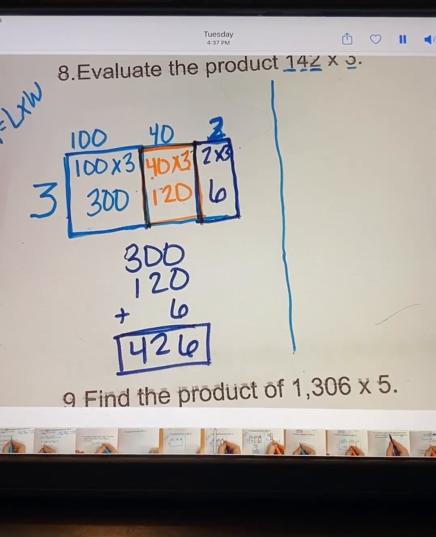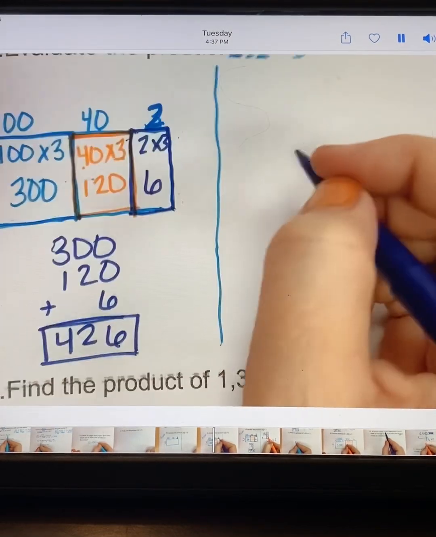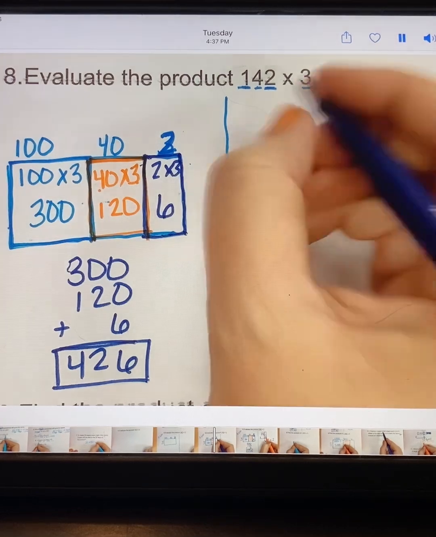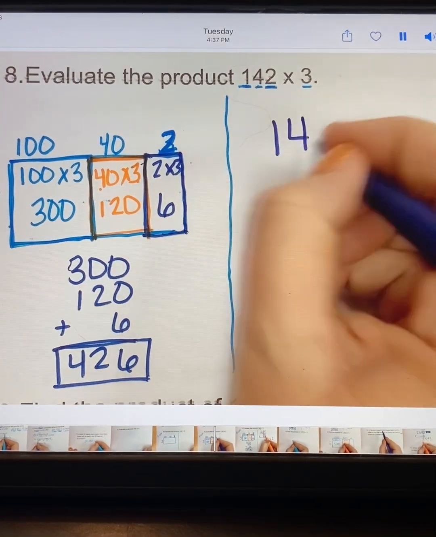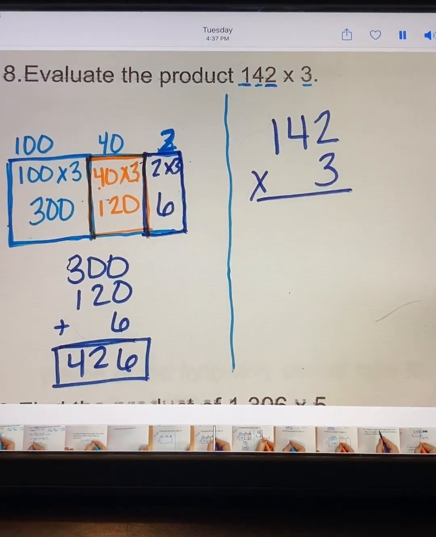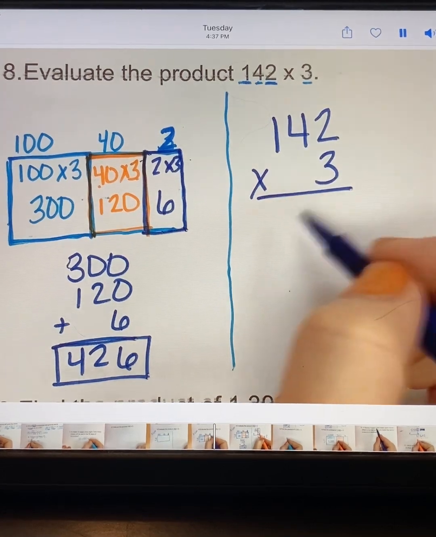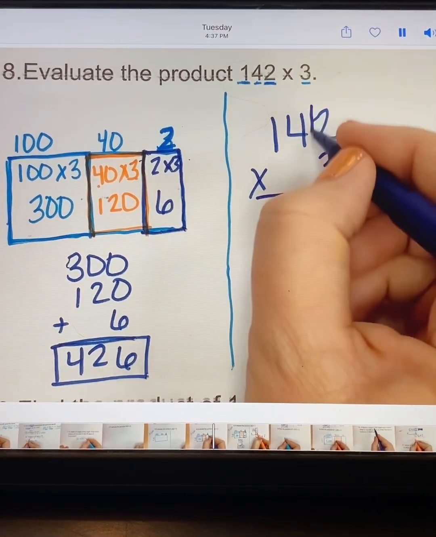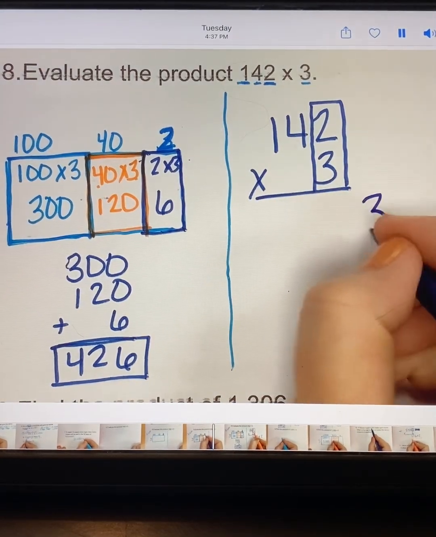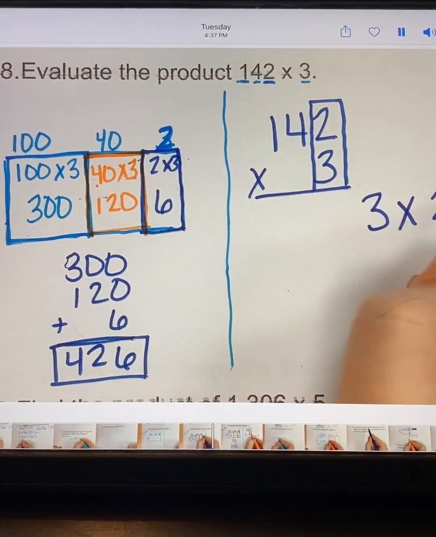Okay? All right, so this is the area model. That's what that looks like. Now let's look at partial product. Now partial product is set up more like the standard algorithm. So you're going to line your numbers up vertically. 142 times 3. Okay? Now, I'm going to start right here, and I'm just going to multiply times my place value. So I'm starting with this 2 times 3. So right here, I would just write 3 times 2, because the value of the 2 is just 2.